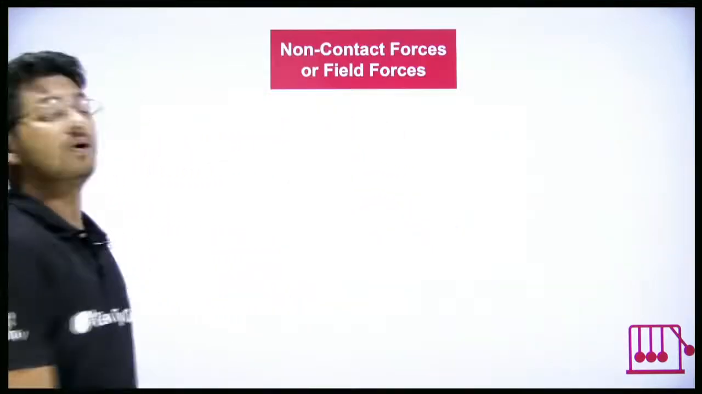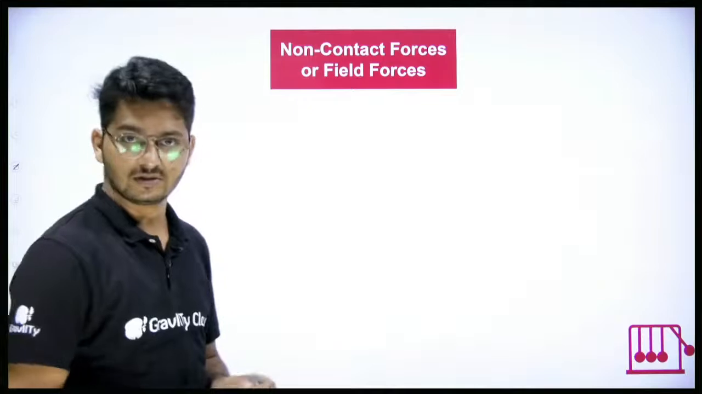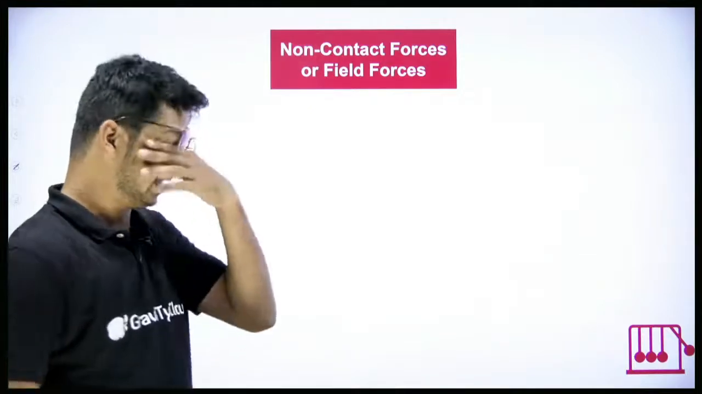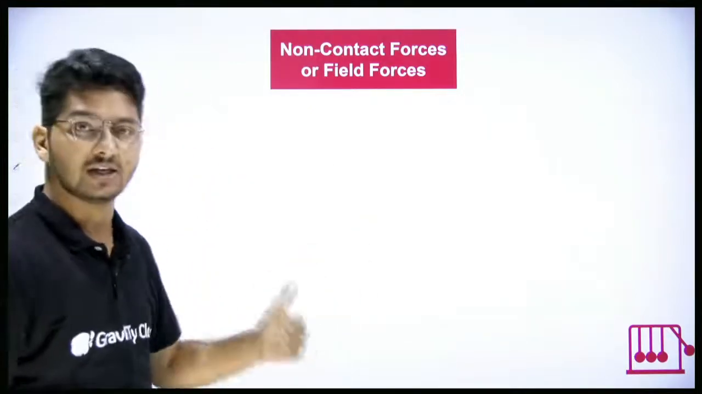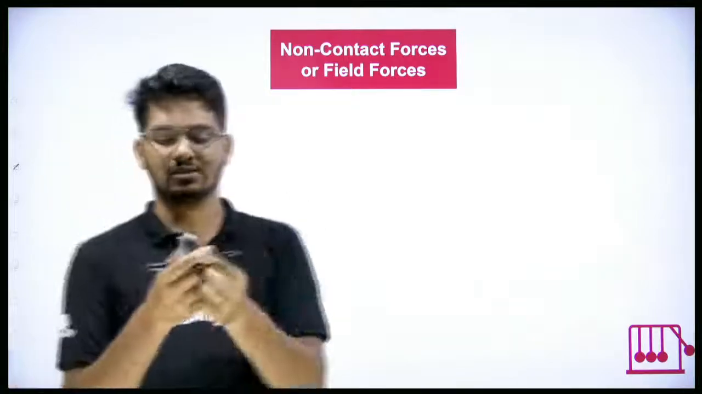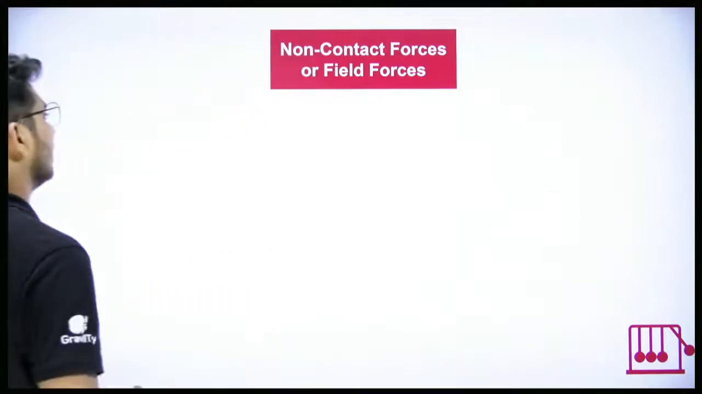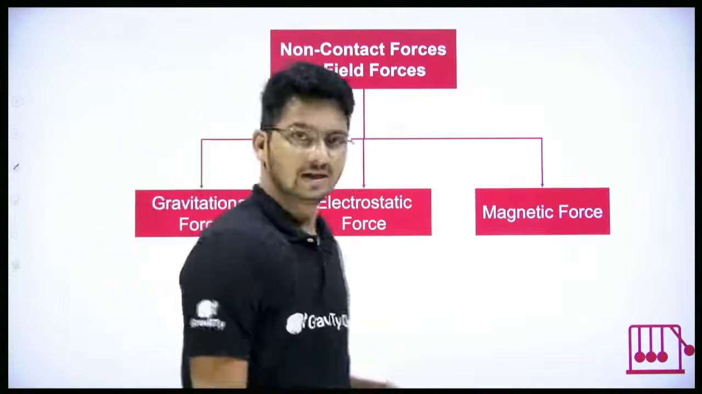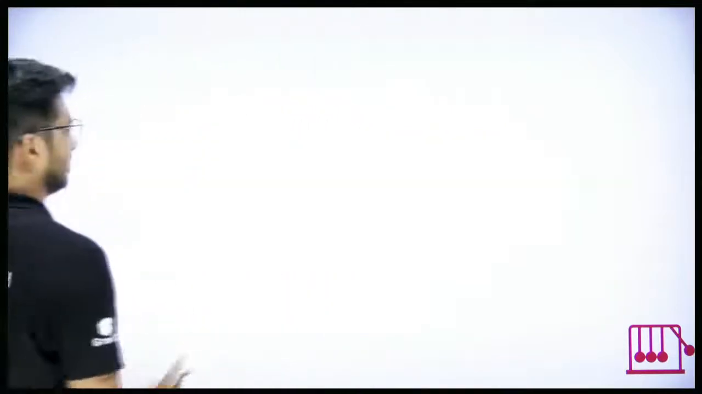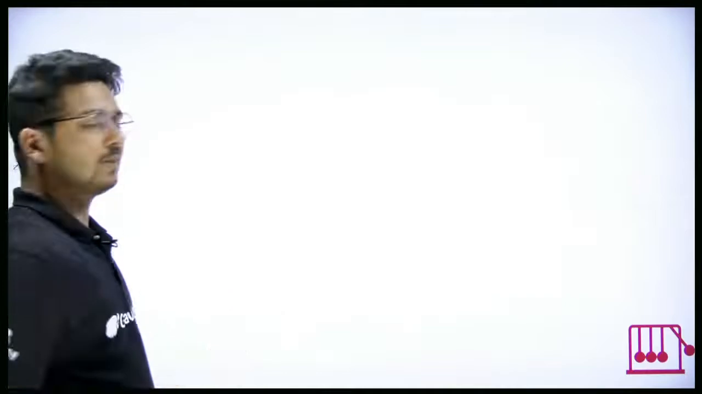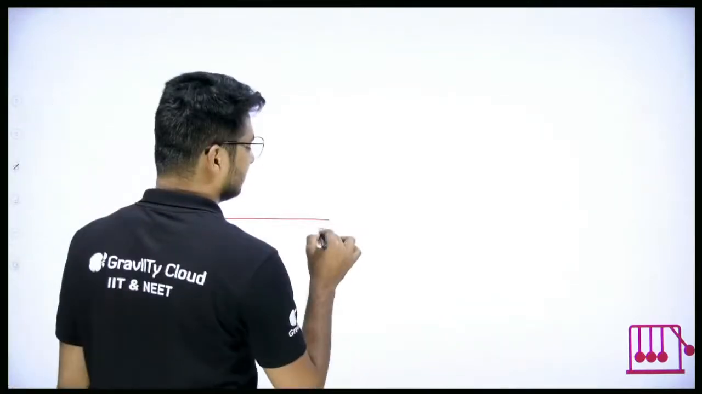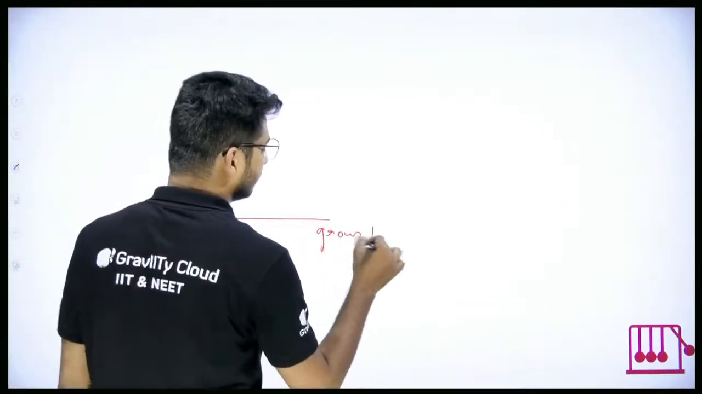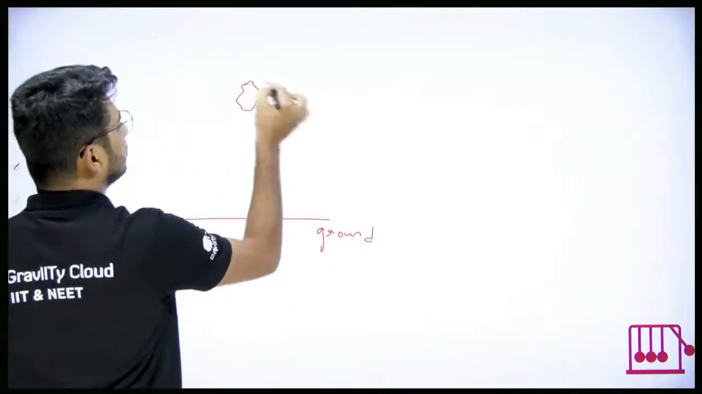Now, we'll go into non-contact forces, or also called field forces. These are the forces that act even when two objects are not touching each other. That is, when two objects are like this, they are like far away. Okay, so what are they? Simple example: gravitational, electrostatic, magnetic. Okay, I'll go into the explanation, don't worry. See, when we talk about gravitational force, let's say this is the ground. And let's say this is any object.